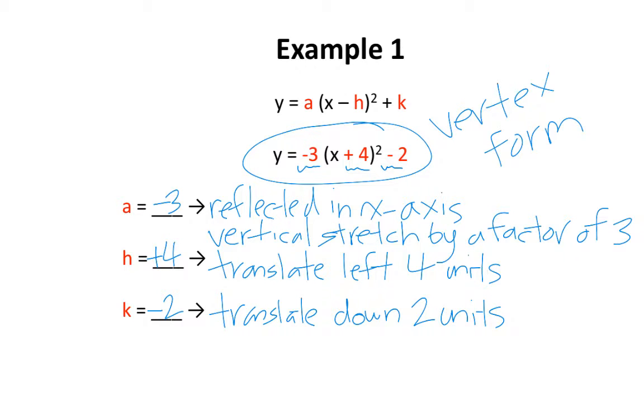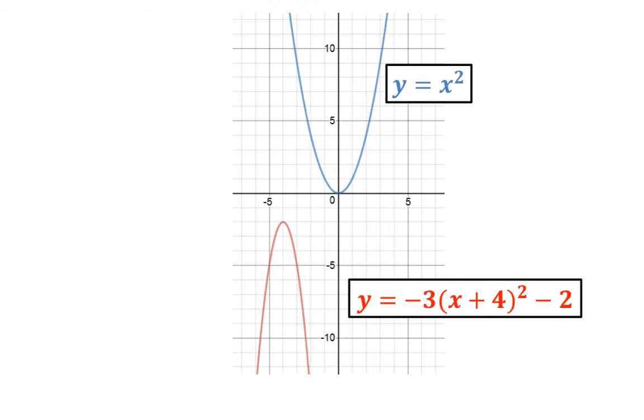Now that you've interpreted your quadratic relation, you can go ahead and graph it with a table of values as seen in our previous video, or you can use Desmos to graph it. I've gone ahead and graphed the base parabola of y equals x squared in Desmos, and I've also graphed the new quadratic relation, the one that has been transformed. As you can see, it is now opening downwards, so it is frowning. It is a little bit more narrow. It has been translated to the left by 4 units, and it has been translated down by 2 units.